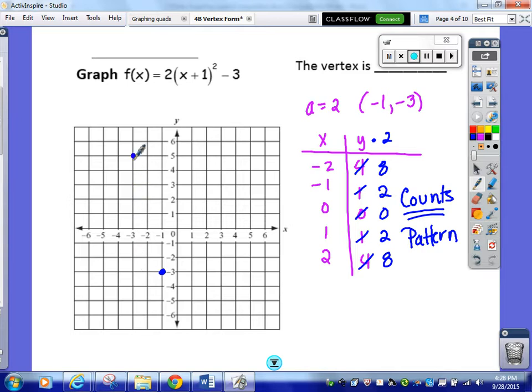I'm stretching my graph. Left 1, up 2. All right, 0, 0, that's my vertex. Right 1, up 2. And right 2, up 8. So now here we've stretched that vertical distance. We've doubled it this time. So there's my new parabola.